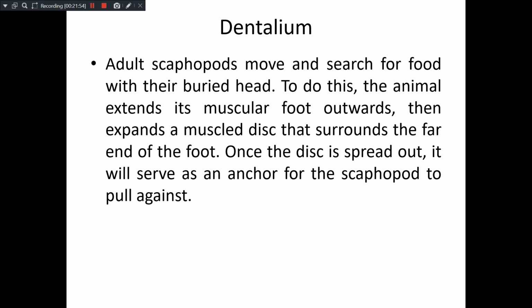Even the adult scaphopods move and search for food with their buried head. The head is always buried. To do so, they extend the muscular foot upwards and outwards, and then expand a muscle disc that surrounds the far end of the foot. Once this disc is spread out, it serves as an anchor. This disc helps in anchoring the scaphopod and gives it something to pull against so that, being buried, it can move.